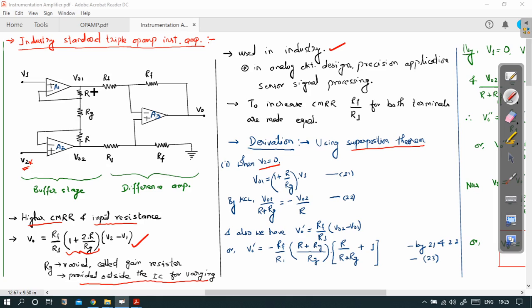Since V2 is 0 and disabled, it makes this terminal 0, so this terminal is connected to ground. This is the feedback resistance and this is the input resistance Rg connected in the input branch. So this behaves like a non-inverting amplifier whose equation can be written like this.